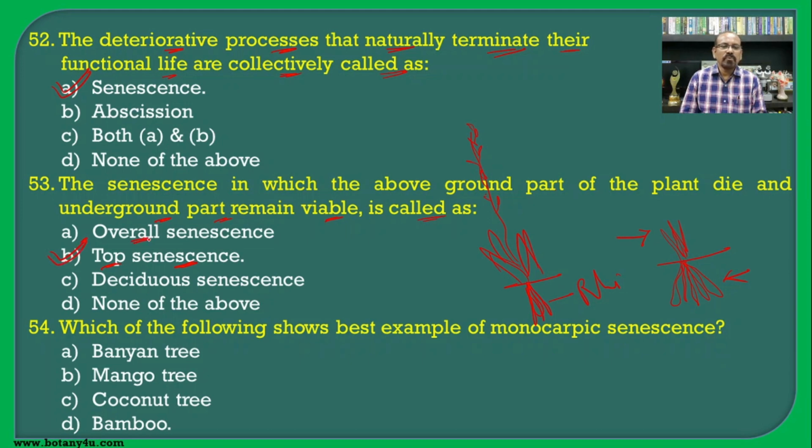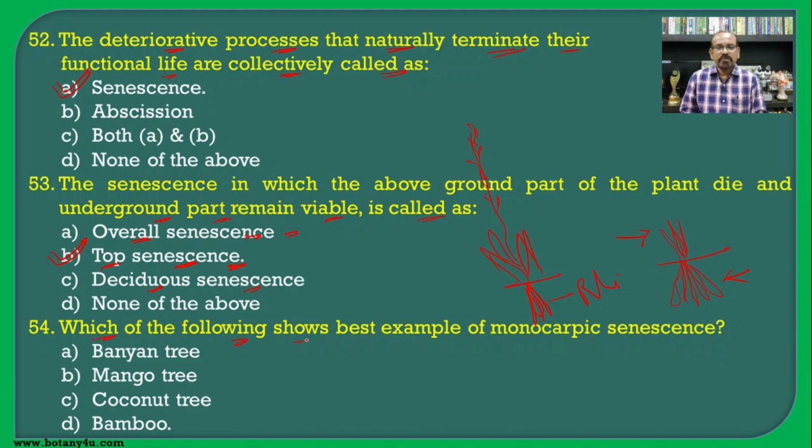If we see the overall senescence means to dry the complete plant including the underground part, that is in case of the annual plants. Then deciduous senescence means to fall the leaves in the particular season like the deciduous trees. So top senescence becomes the answer for this question.